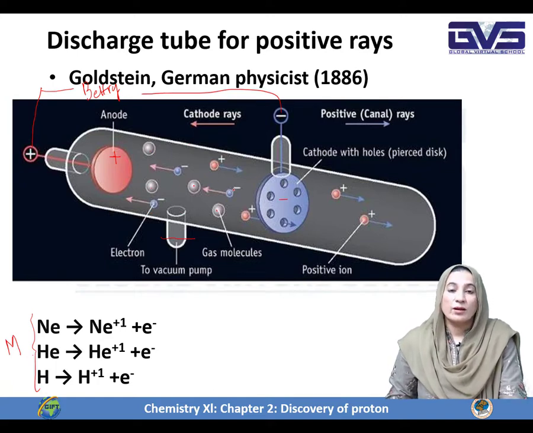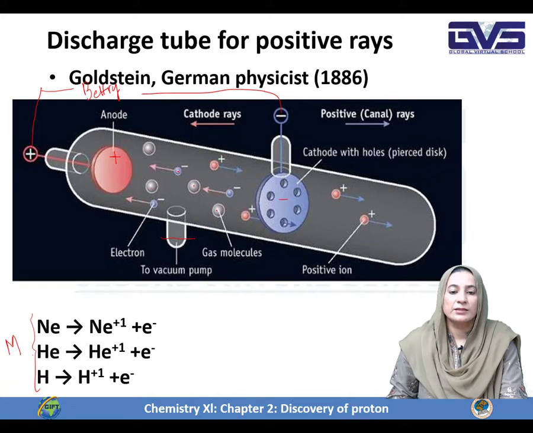Students, previously, when high voltage is applied with the help of the battery at low pressure, cathode rays appear from the cathode and travel towards the positive terminal, the anode, because they carry negative charge. They are produced from the cathode and travel towards the positive pole, the anode.